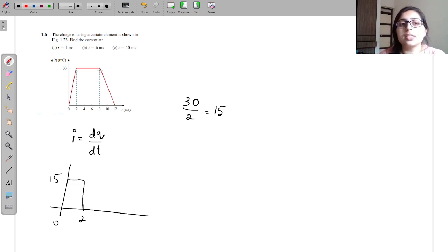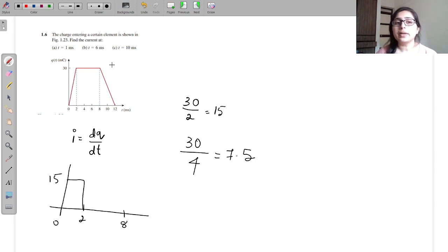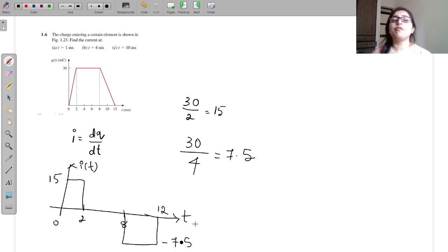That means it is a constant, so the differentiation of a constant will be 0. So from 2 to 8 it is 0. From 8 to 12 there is a decreasing ramp. So once again 30 divided by the difference of 8 and 12, which is 4. 30 by 4 is 7.5. Since it is a decreasing one, the slope is negative, so here I am taking it as minus 7.5. This is the graph for the current.